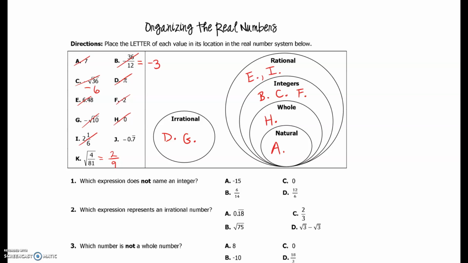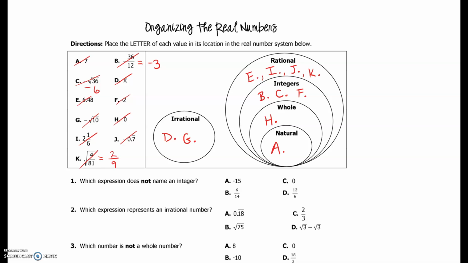Letter J, negative 0.7 repeating. Repeating decimals have a pattern, so they would be included in the rational category. And then letter K, 2/9, again is a fraction. So fractions and decimals are rational numbers.